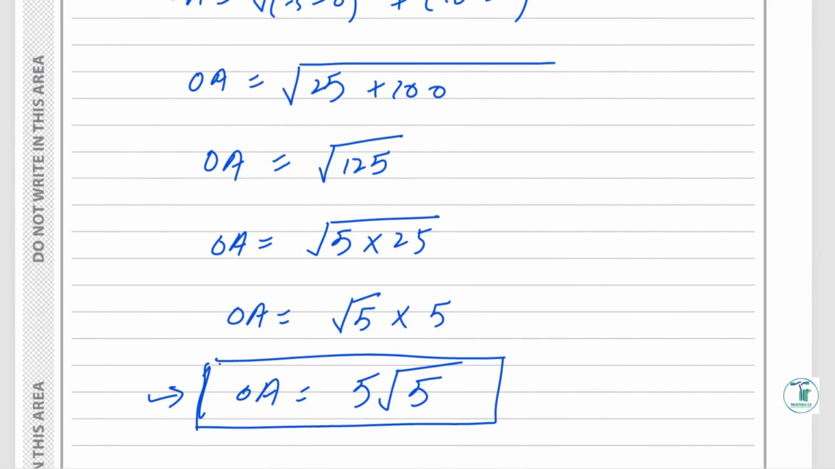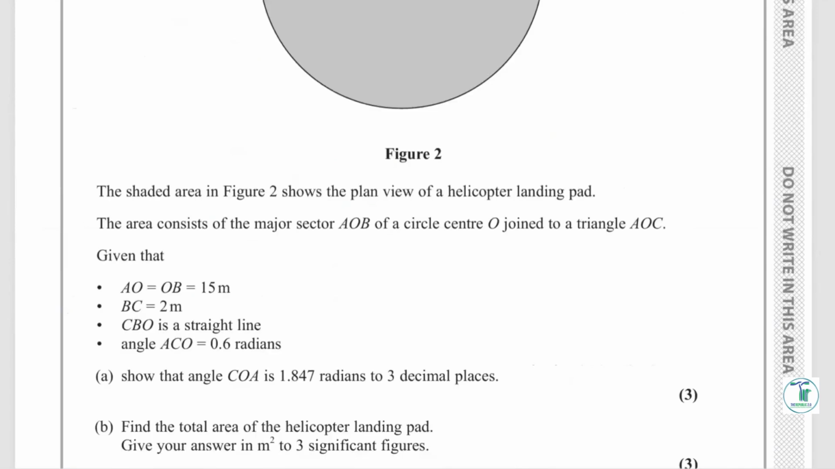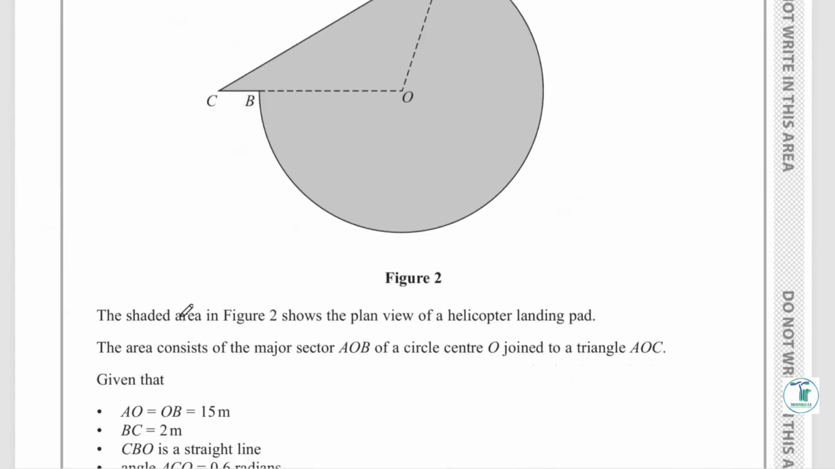So that is how we're going to talk about this question. Now we've got the next question, and that is that we've got this area. The shaded area in Figure 2 shows a plan view of a helicopter landing pad. The area consists of a major sector AOB, a circle O joined to a triangle AOC.